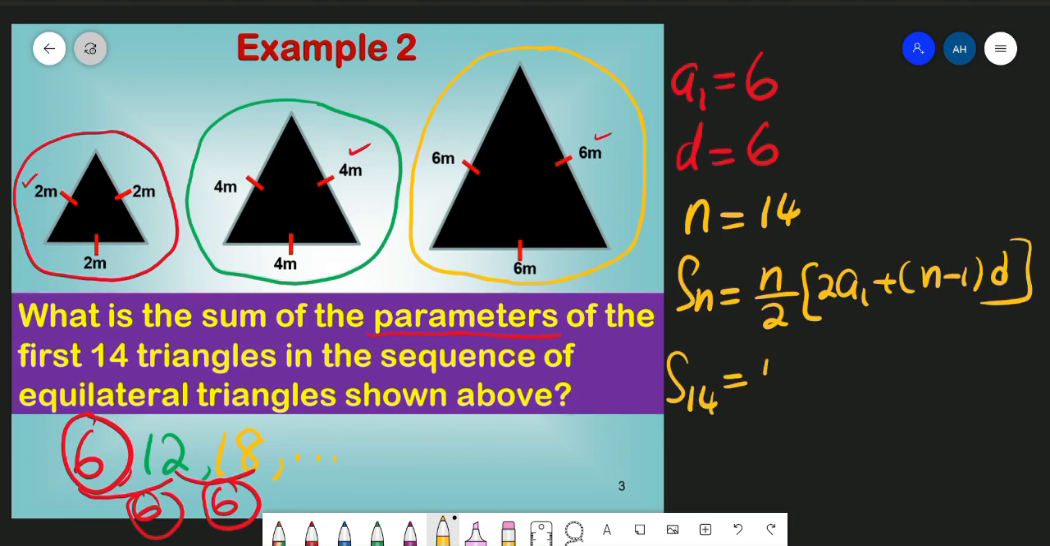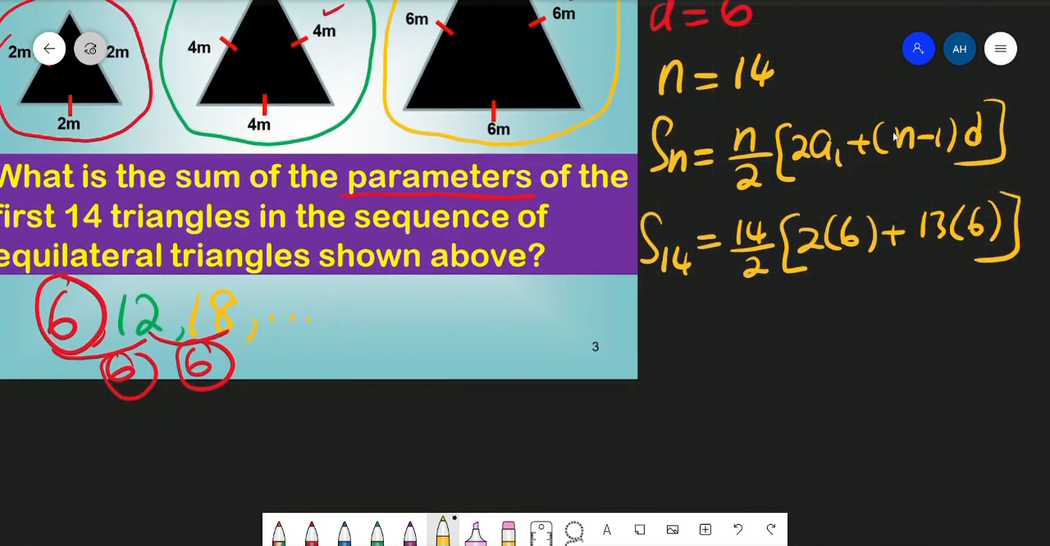So n equals 14, so 14 divided by 2, multiplied by 2 times a1, which is 6, plus n minus 1, where n is 14, so 14 minus 1 is 13, multiplied by d, where d equals 6. Now let's simplify our calculation here.